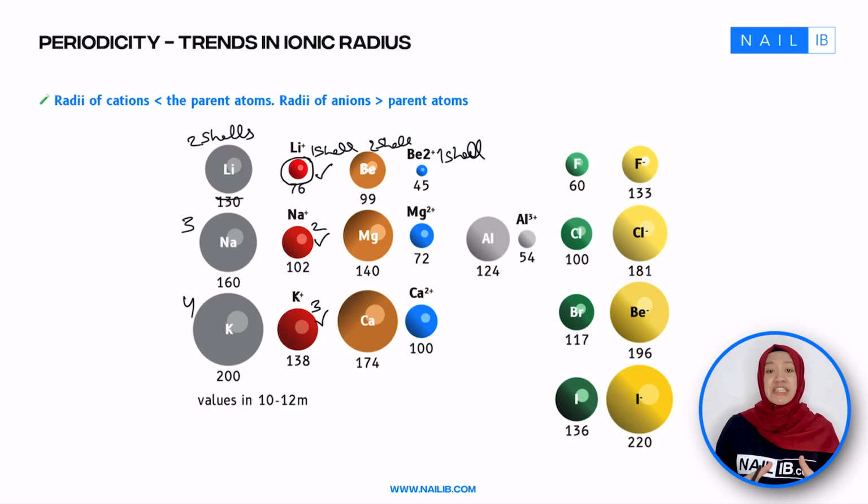So the conclusion is, when you compare the parent atom and cation, I mean positive ion, the positive ion size is smaller than their parent atom, but the opposite with the anion or negative ion. So F- gains an electron, therefore the size of the anion is bigger than their parent atom.